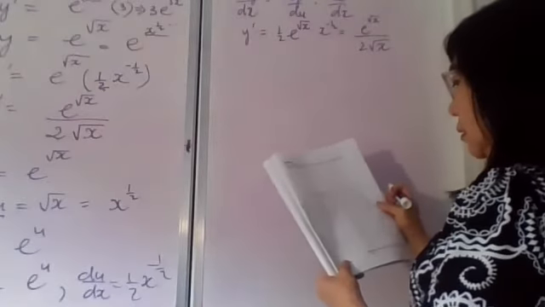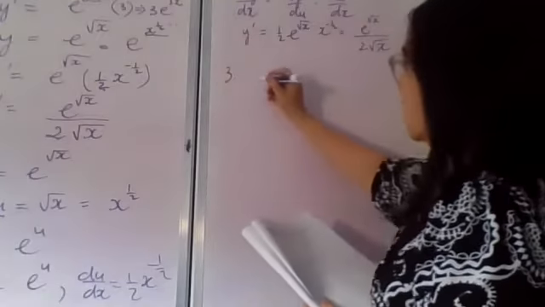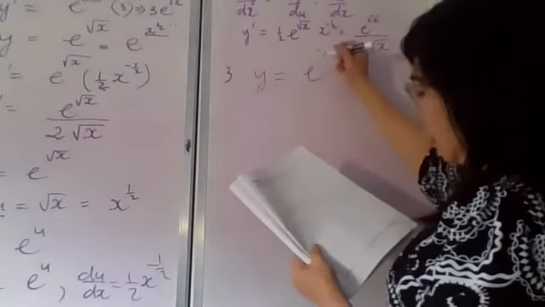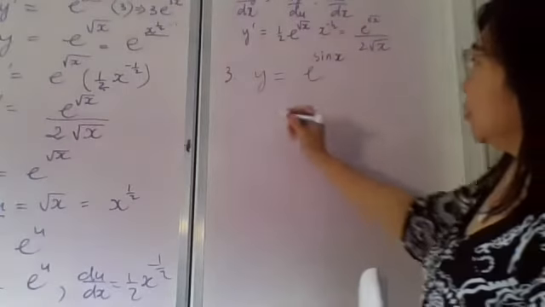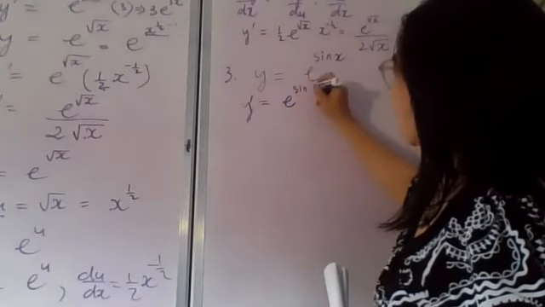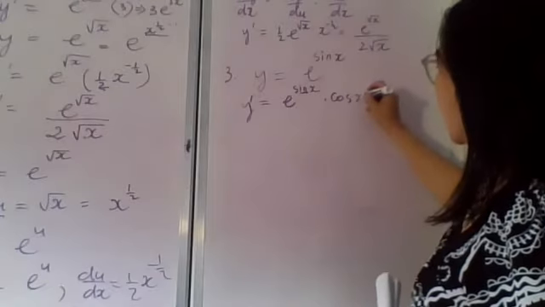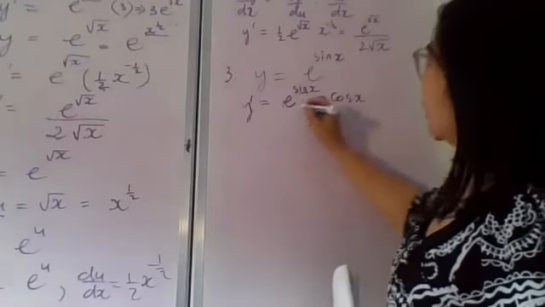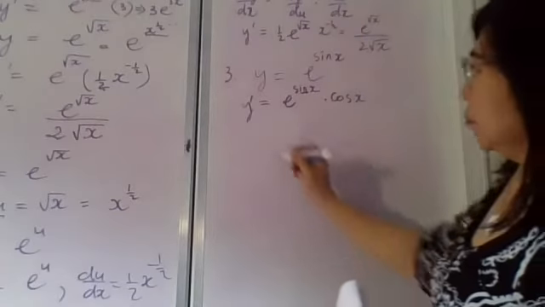So the next question will be number 3. Let's say y equals e to the sine of x. A little bit of trigonometry, right? So y prime will be equal to e to the sine x, which stays the same, times the derivative of sine x, which is cos x. And usually you want to write cos x in front, but it doesn't matter. That's how it's done.